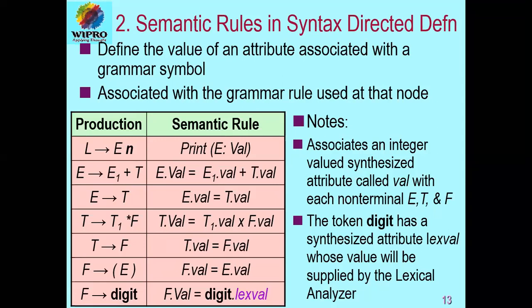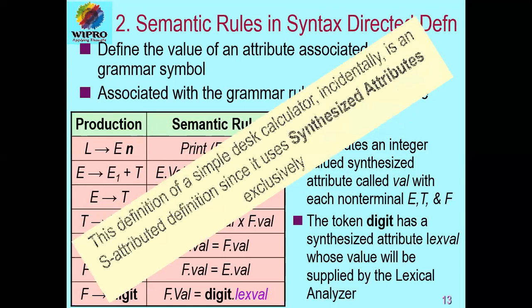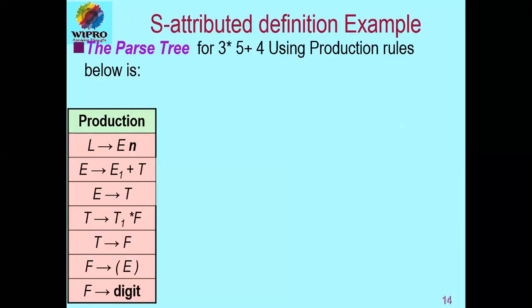So you can see the first production, L produces E n. We have added one more step, a star step, for L. L is producing E, and when you reach this step, then print E dot val. Whatever the E dot val you have is going to be printed. That means it is telling you a semantic action. Now let's see how to evaluate this particular value, 3 into 5 plus 4, using this semantic analysis.